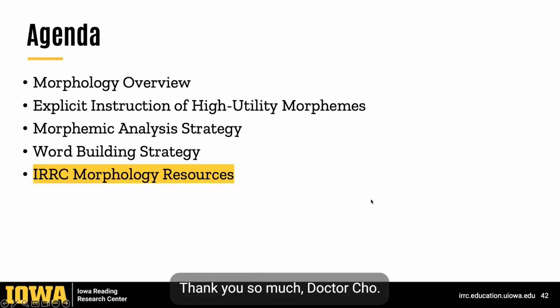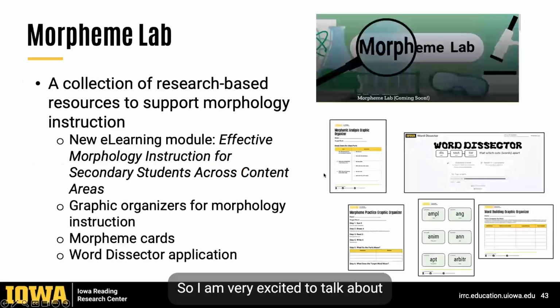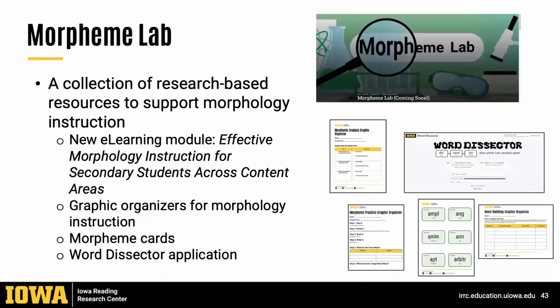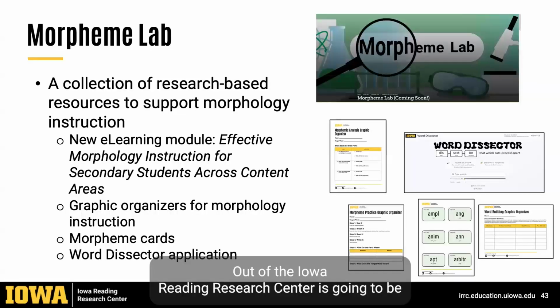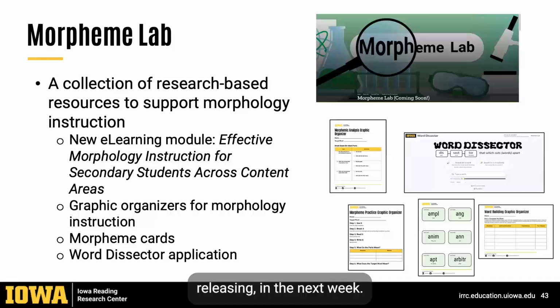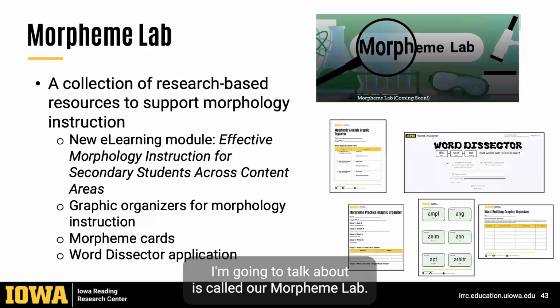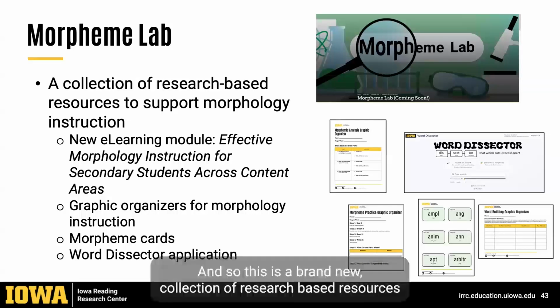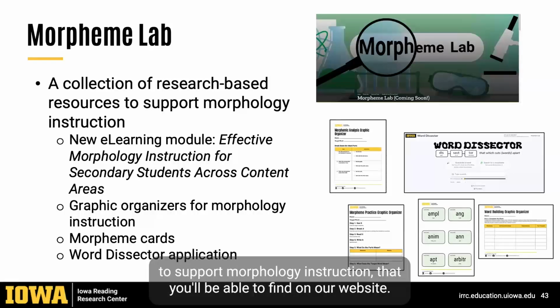All right, thank you so much, Dr. Cho. So I am very excited to talk about several new morphology resources that the Iowa Reading Research Center is going to be releasing in the next week. So the first resource that I'm going to talk about is called our Morpheme Lab. And so this is a brand new collection of research-based resources to support morphology instruction that you'll be able to find on our website.